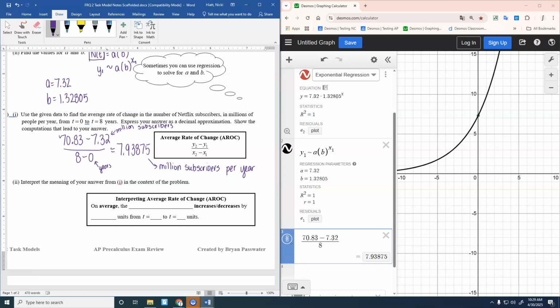So for part 2, they likely might ask you to interpret here. And Mr. Passwater has your foolproof fill-in-the-blank answer that's going to work right here. On average, the blank increases or decreases by blank units from t equals blank to t equals blank. Okay?